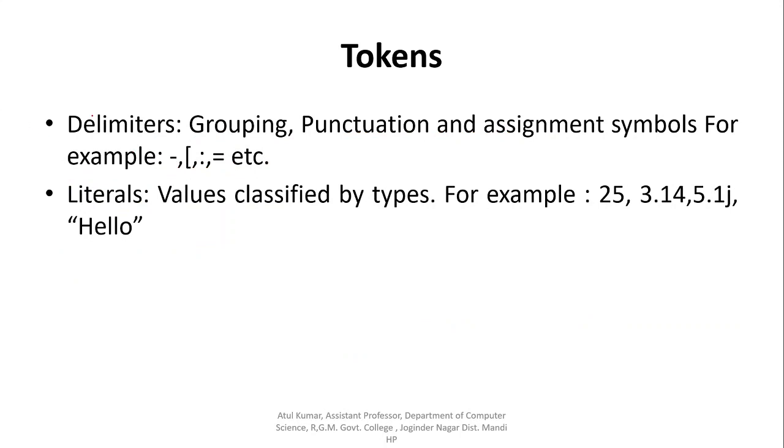Then we have some delimiters. Delimiters are used for grouping, punctuation marks, and assignment symbols, like minus, the left bracket sign, and equal to. All are delimiters. Similarly, we have literals. Literals are values classified by types, and examples of literals are 25, 3.14, and 5.1j, which is actually a complex number. It is also a literal. These are actually constant values. As hello is a string type of value, it is also a string literal.